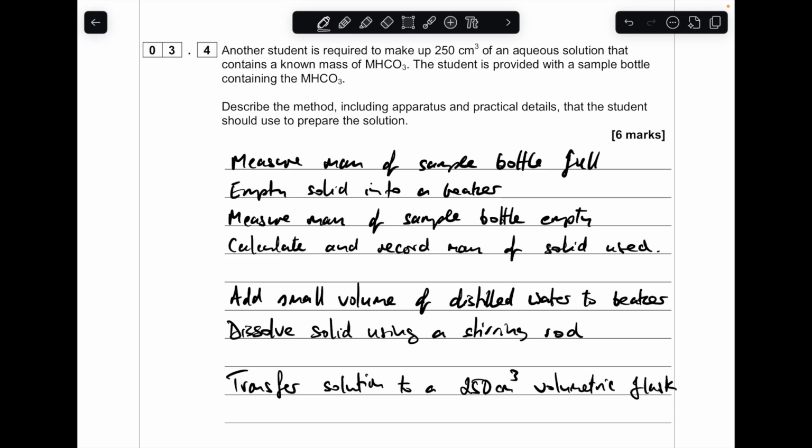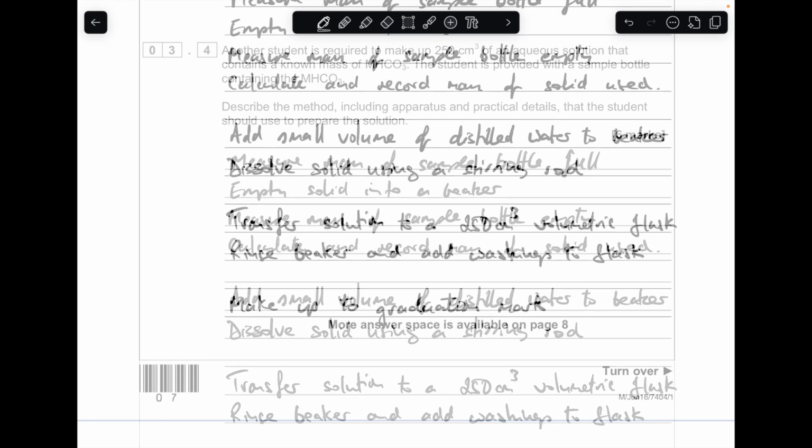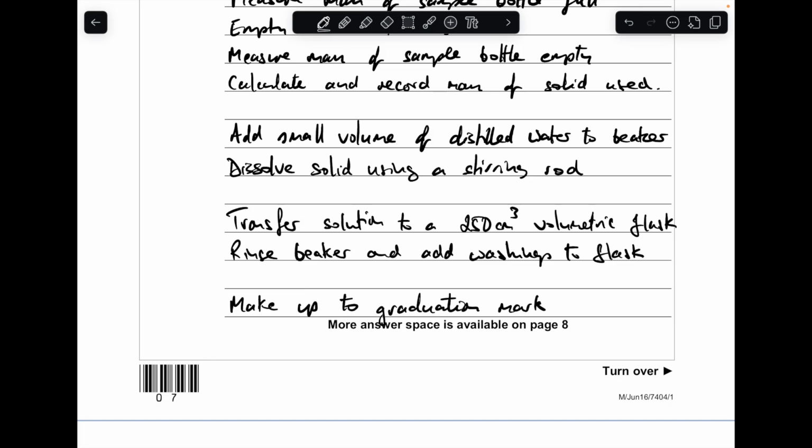Next thing we do is we rinse out the beaker that we dissolve the solid in, and we add the washings to our volumetric flask. Next thing we do is we add more distilled water until we've made the solution up to the graduation mark. And the final thing we do is we put a stopper on the volumetric flask and we shake it to thoroughly mix the solution.